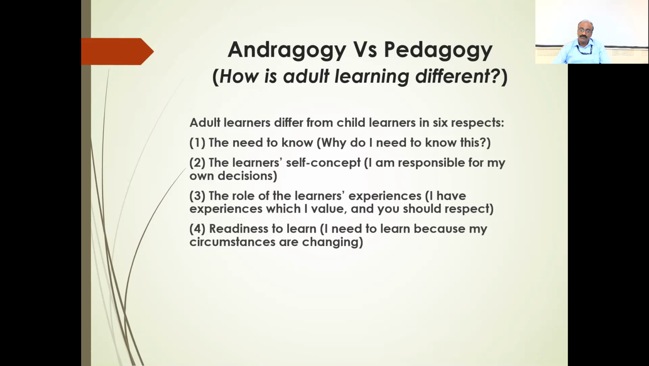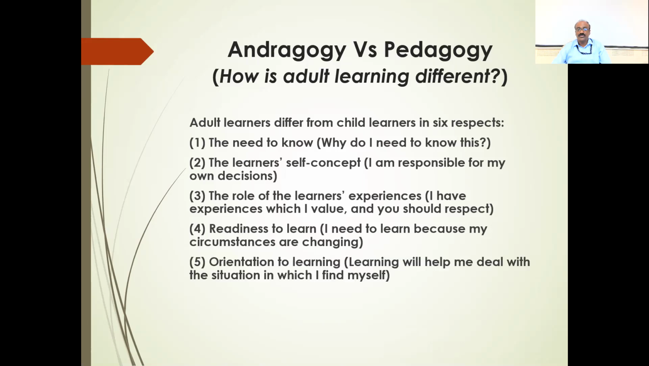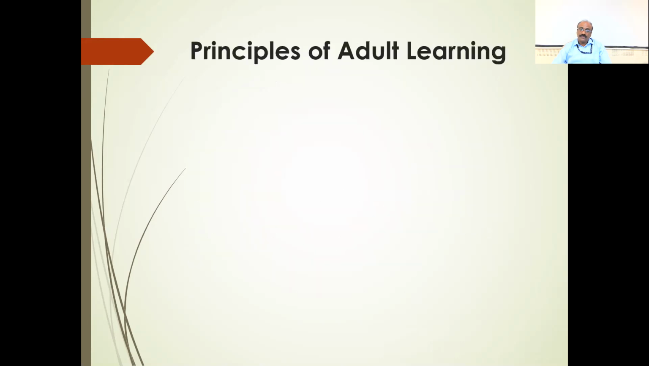And readiness to learn. Adults need to learn because their circumstances are changing. So I need to learn, my circumstances are changing. This is the feeling adults usually have. And next, orientation to learning. Learning will help adults deal with the situation in which they find themselves. Then motivation: I learn because I want to.